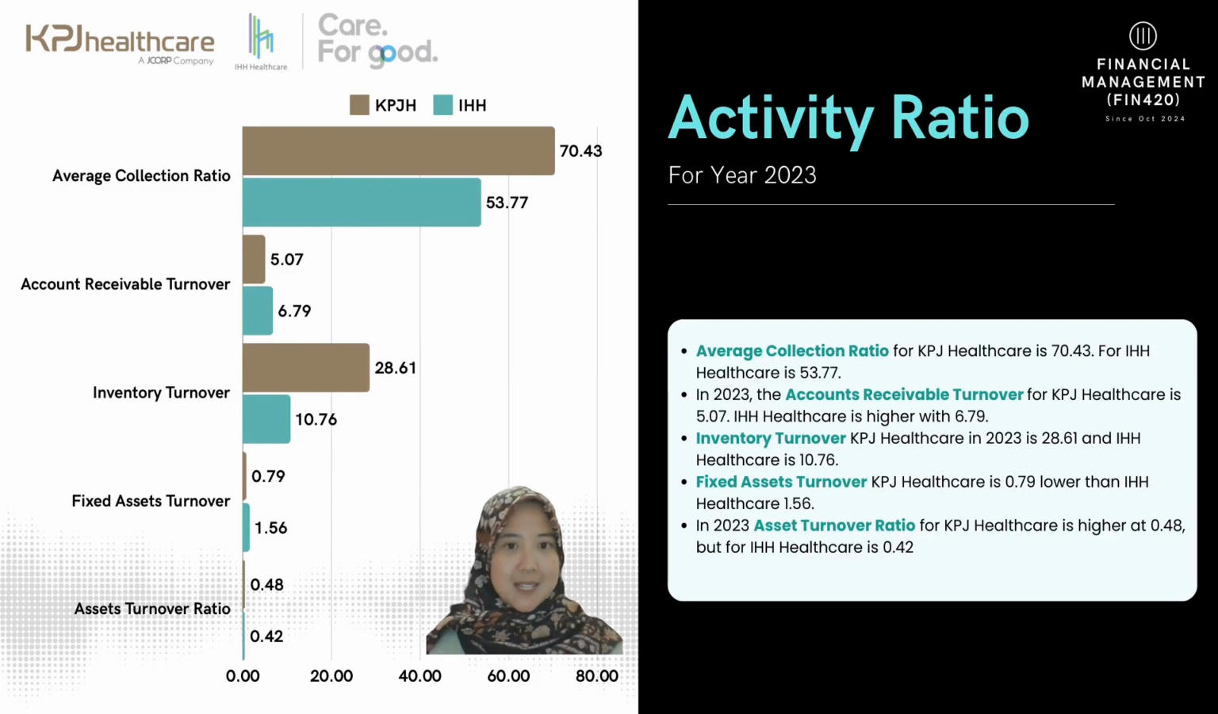ITO, ATO, and ACP for IHH Healthcare show lower results than KPJ Healthcare. It shows that KPJ Healthcare has more efficient inventory management, a better average length of time, and is better at managing its resources. For control, investment in assets: for accounts receivable and fixed assets, KPJ Healthcare is lower than IHH Healthcare.